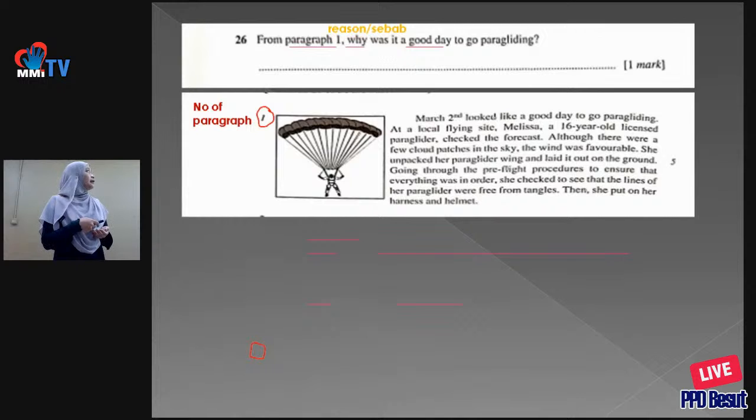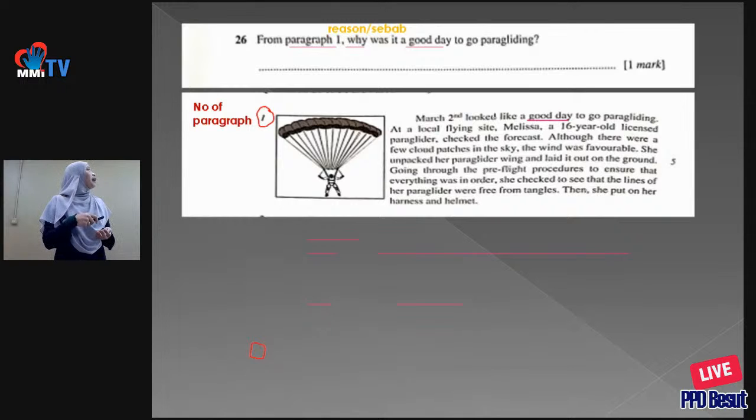March 2nd looked like a good day to go paragliding. Tadi the underline good day. Now I found that good day. So over there, underline good day. But then in this sentence, ada tak reason kenapa it's a good day? March 2nd looked like a good day to go paragliding. Cakap, why? Dalam ayat ni tak ada lagi. So this sentence is not the answer.